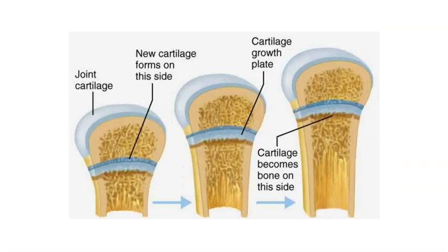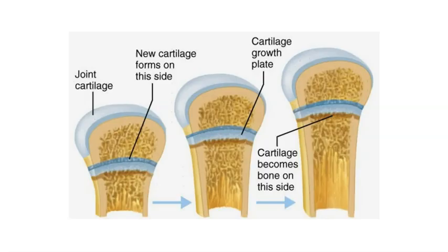So the way that this works is that new cartilage tissue is formed by mitosis on the side of the epiphyseal plate that is closest to the epiphysis. Old cartilage on the side of the epiphyseal plate that is closest to the diaphysis is being replaced by bony tissue. And so this process that's occurring here is just another form of endochondral ossification.